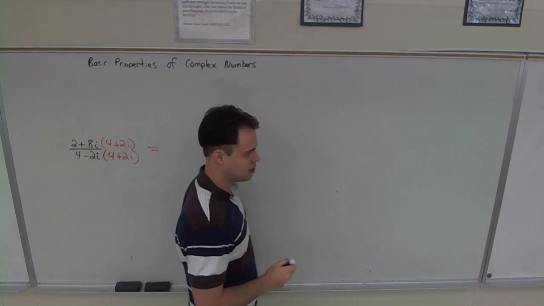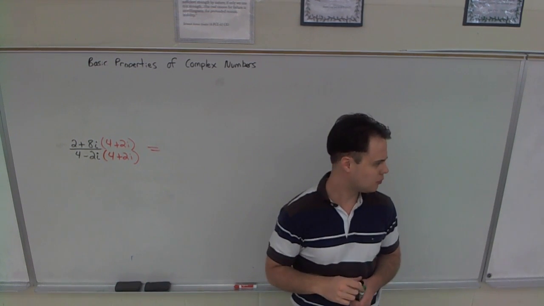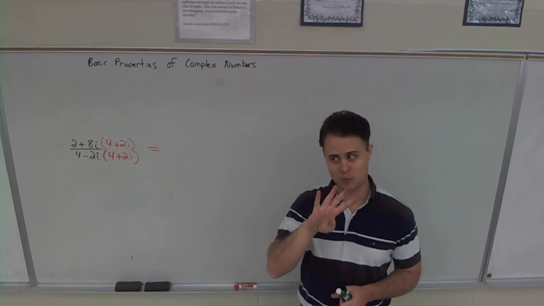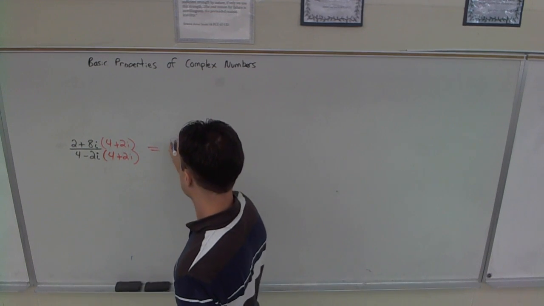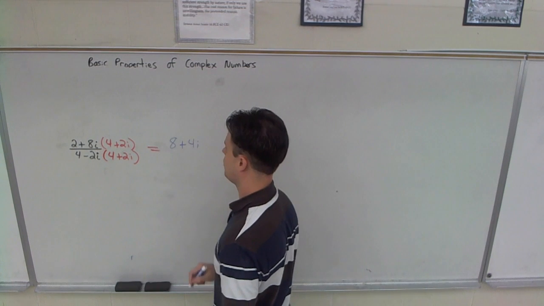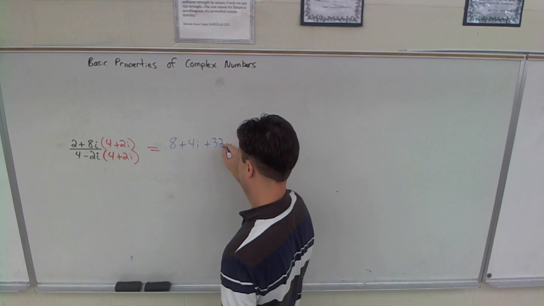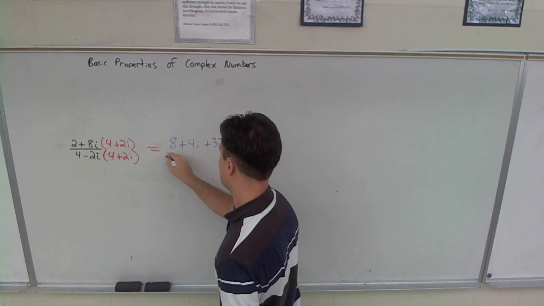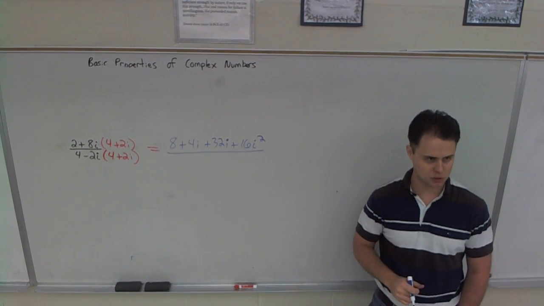This is a little long because you got to FOIL them both out, right? So how many things am I going to get on top, though, at first? 4. And how many on the bottom? 4. So here comes the 4. 2 times 4 is 8. 2 times 2i is 4i. 8i times 4 is 32i. Then we've got 16i squared. Watch out for your i squared. Students I've had in the past often leave out the i squared. That's where they make mistakes, I think, usually.